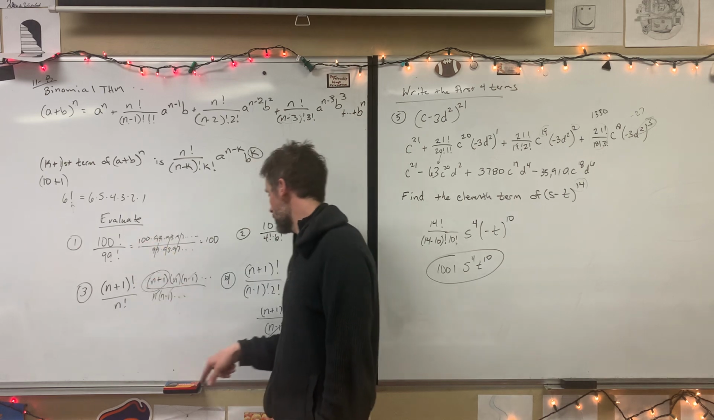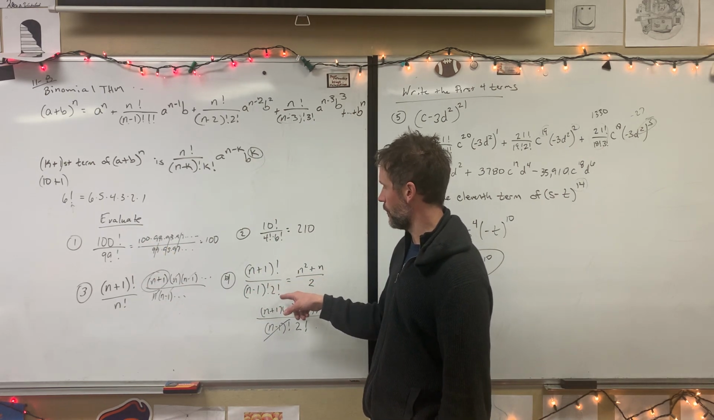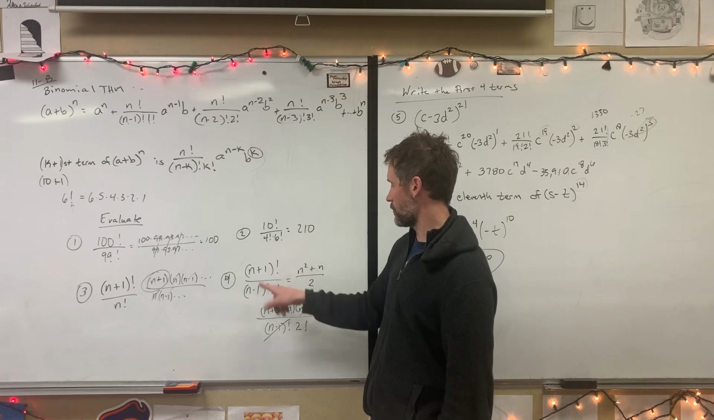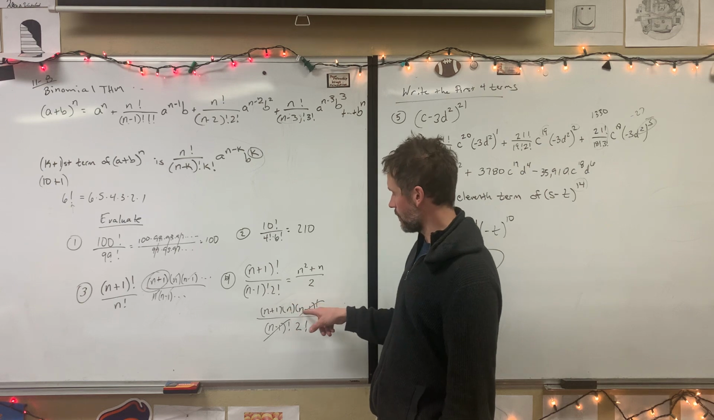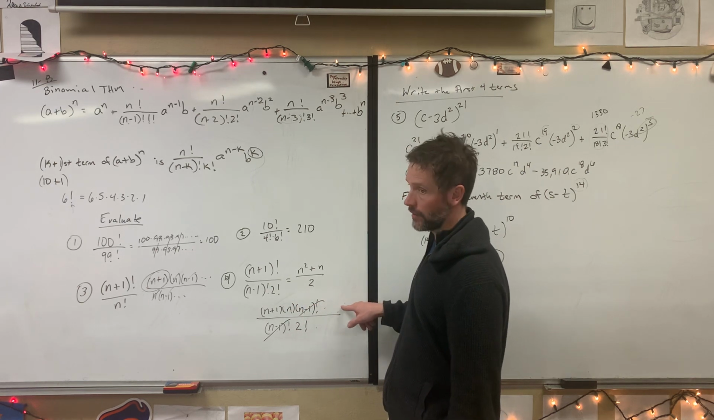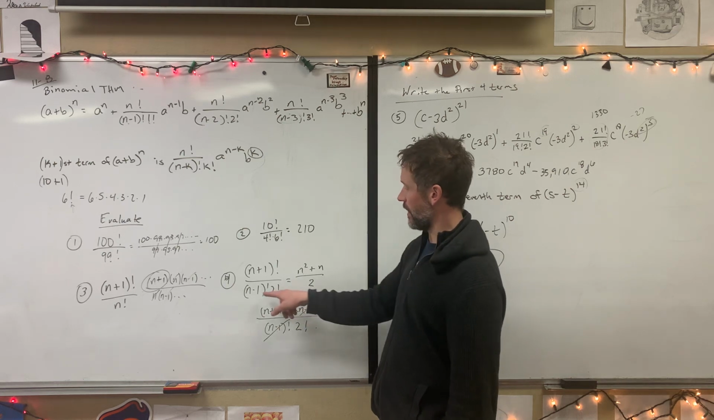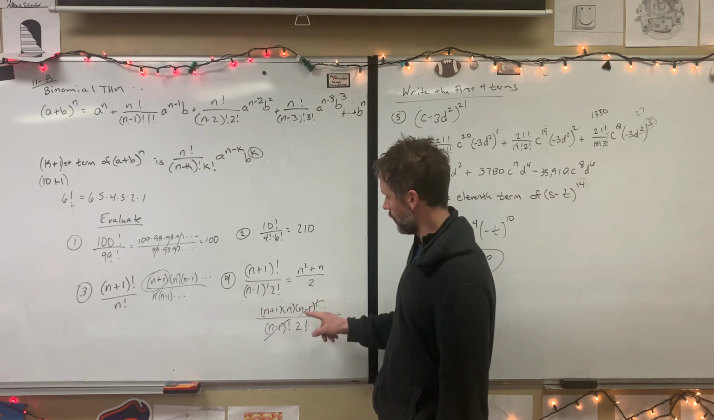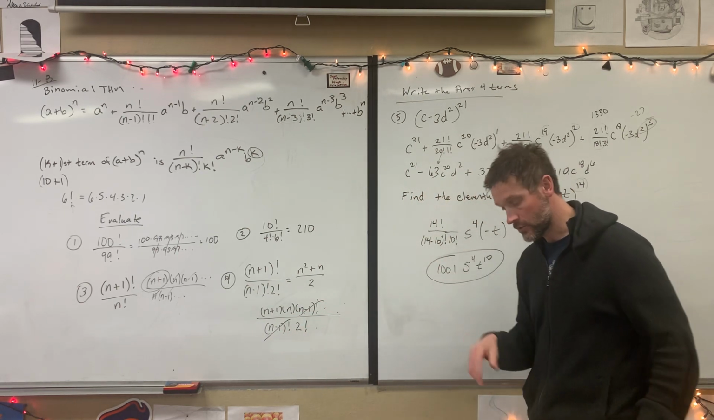Here, n plus 1 factorial over n minus 1 factorial, 2 factorial. N plus 1 factorial, I showed it down here, would be n plus 1, and then n, and then n minus 1, and so on and so forth. But if you have n minus 1, n minus 2, n minus 3, that's just n minus 1 factorial. So those cancel, and then you're left with 2 factorial, which is 2 times 1, which is 2.